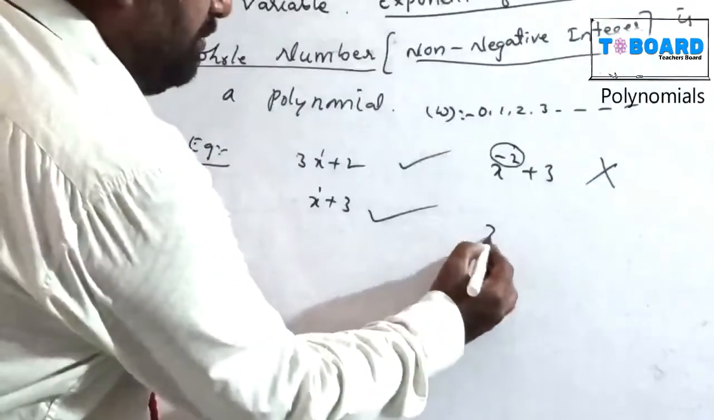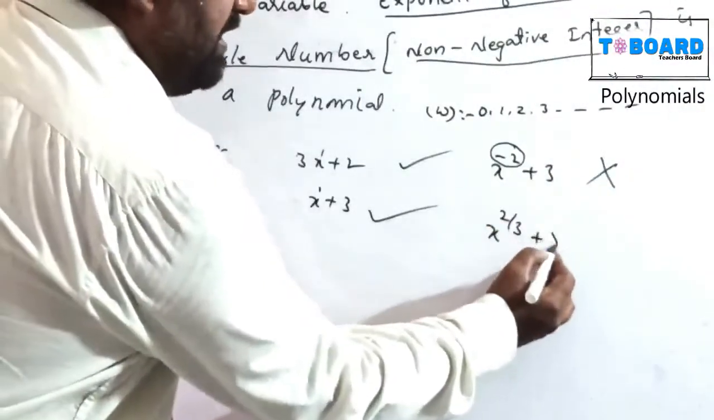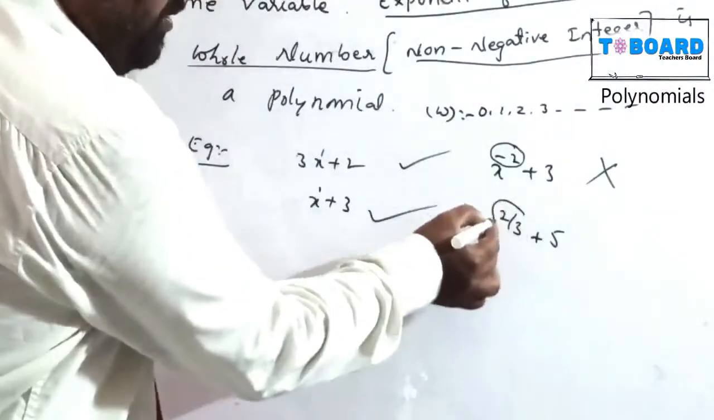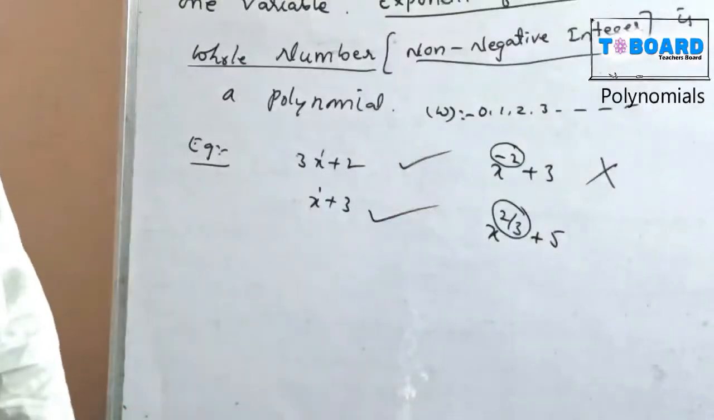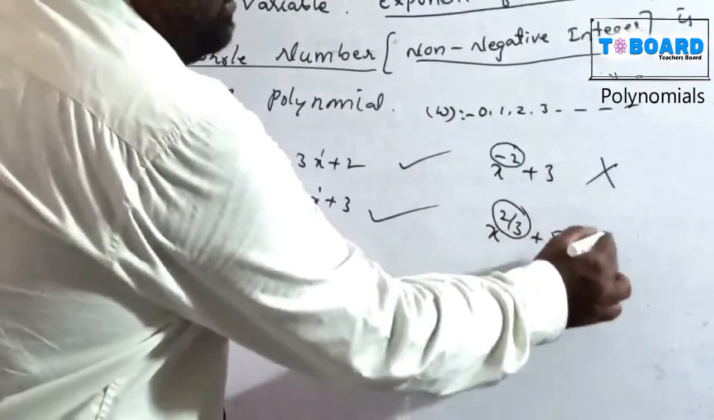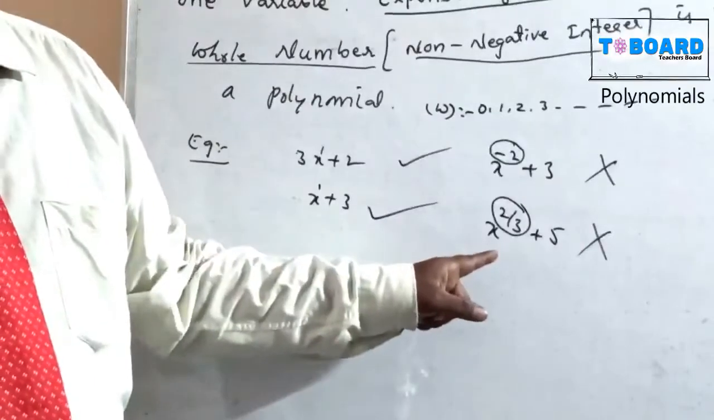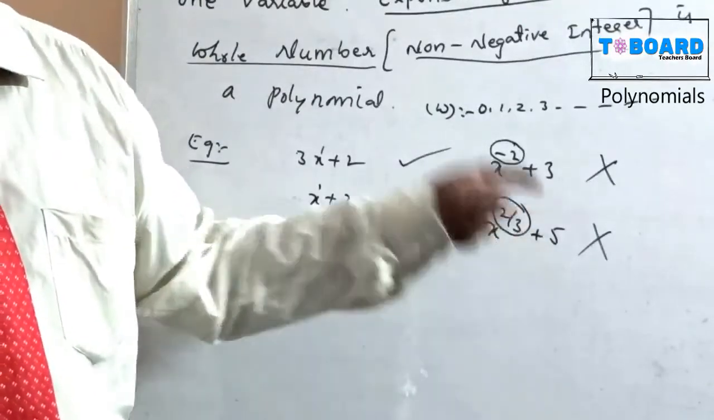And x to the power of 2 by 3 plus 5. Here the power is 2 by 3. 2 by 3 is not a whole number. That is not a polynomial. X to the power of 2 by 3 plus 5 is not a polynomial.